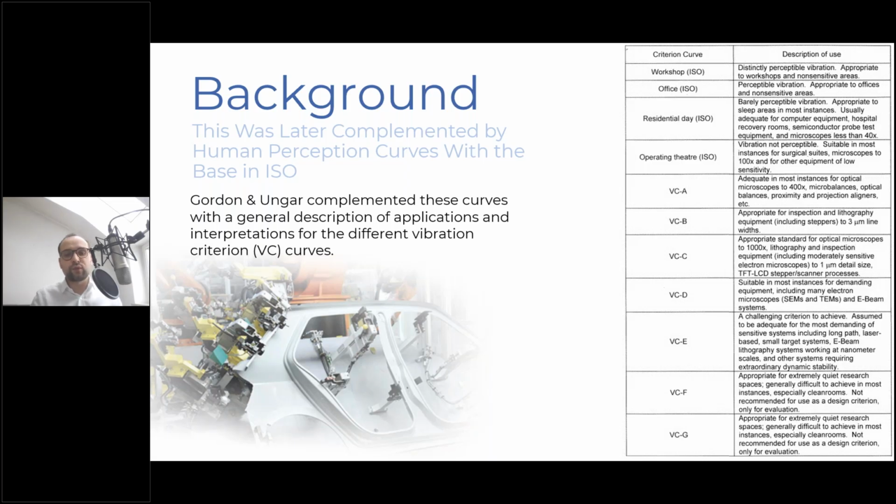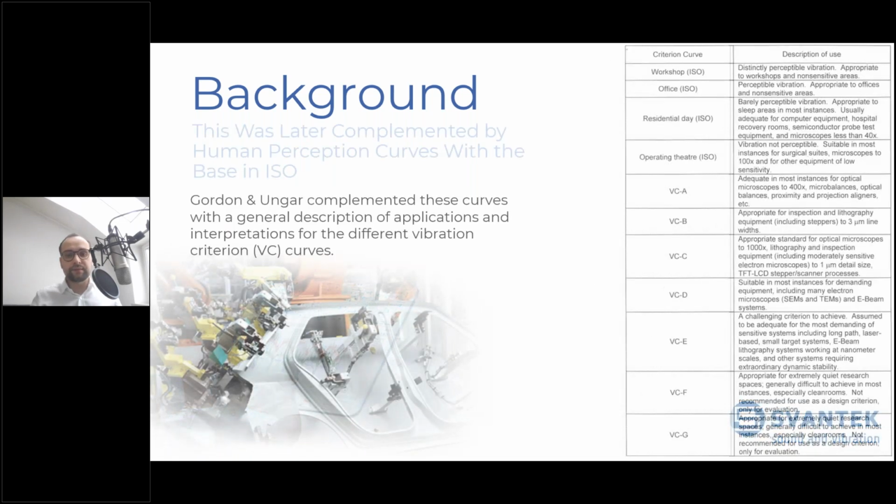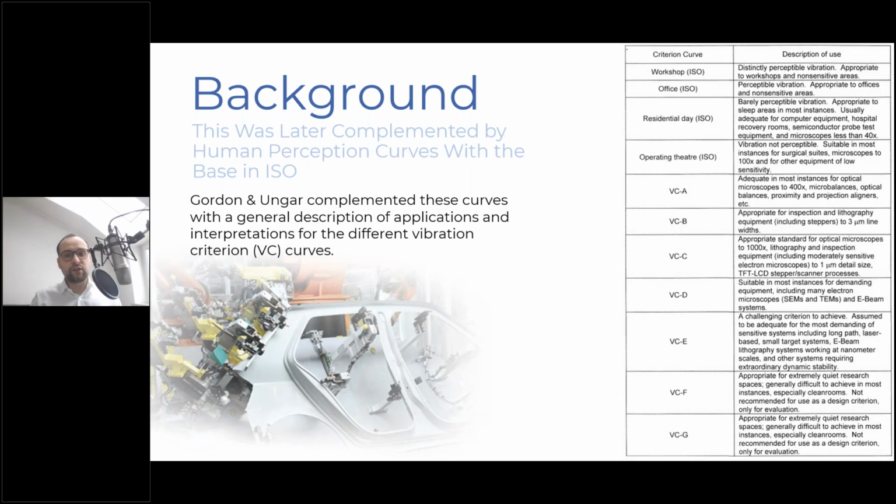So just to very quickly go through this, a workshop curve that we saw in the previous picture, right? The workshop curve here, which lies around 1,000 micrometers per second. That is an appropriate vibration level for a non-sensitive area, such as a workshop. However, if you're working in a hospital and you want to perform MRI measurements, then you should go to VCA. And reading through this table, we could get a better understanding. So we don't only look at the levels, but we also look at the appropriate assignments.